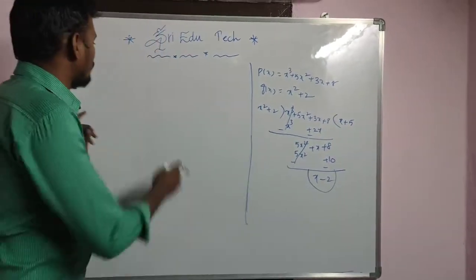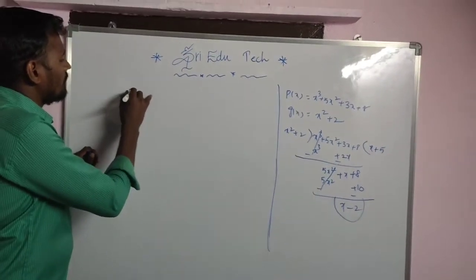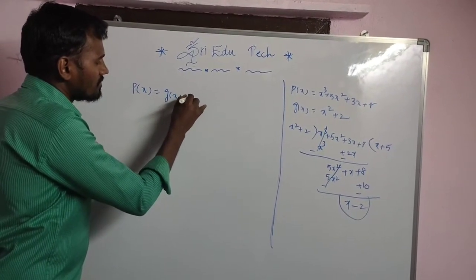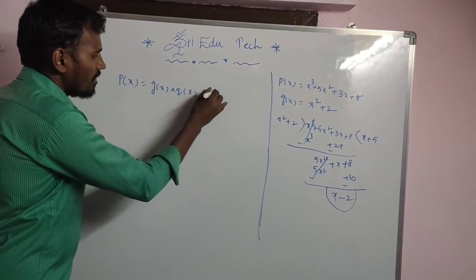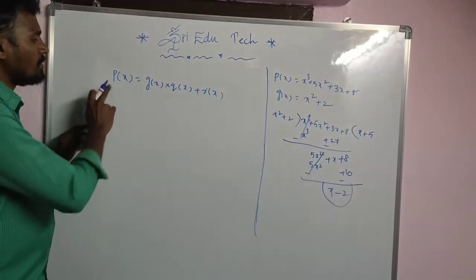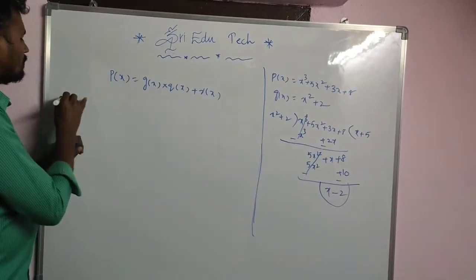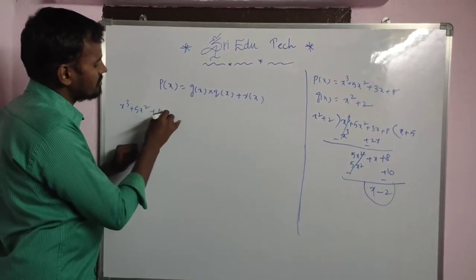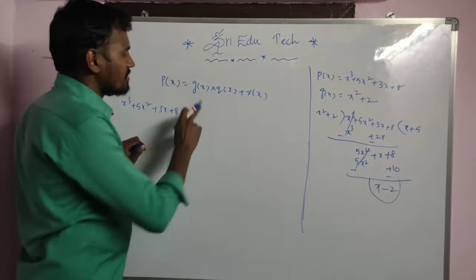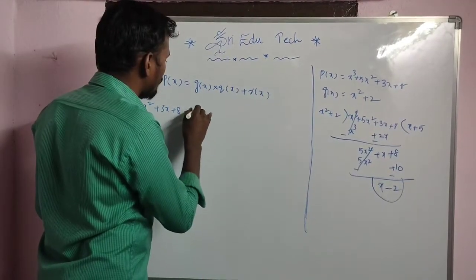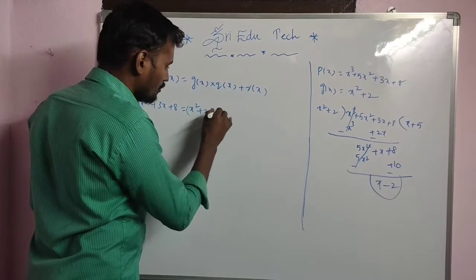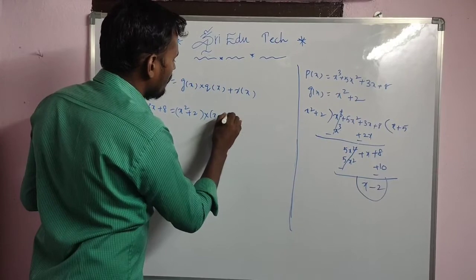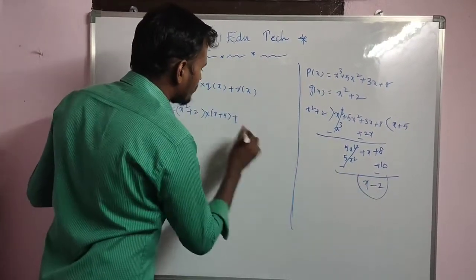Let us check it. What is the formula? p of x is equal to g of x into q of x plus r of x. What is p of x? p of x is equal to x cube plus 5x square plus 3x plus 8 is equal to, what is g of x? This is x square plus 2, into q of x, which is x plus 5, plus r of x, which is x minus 2.